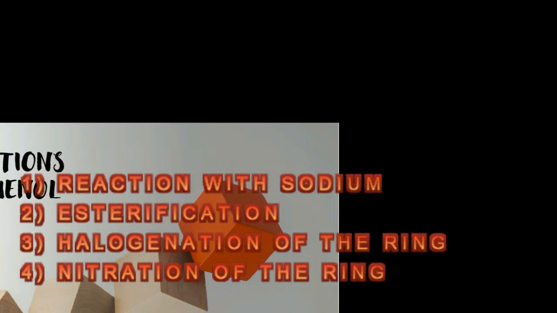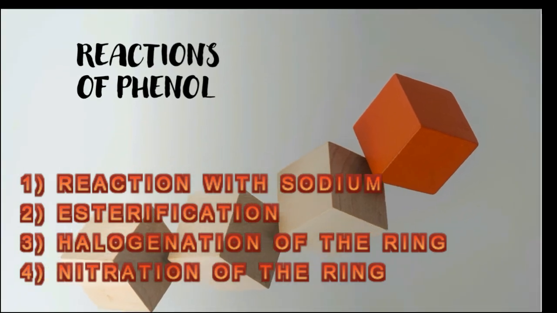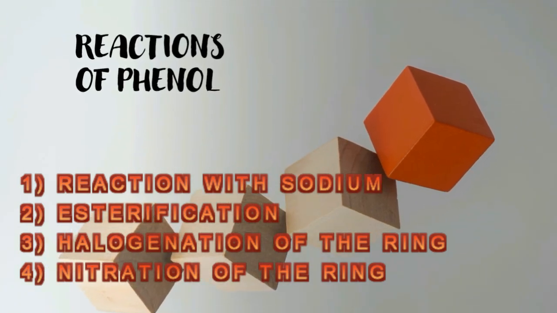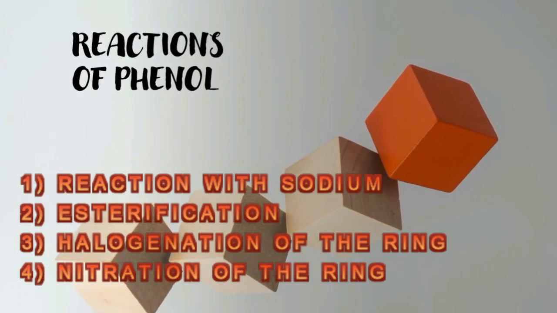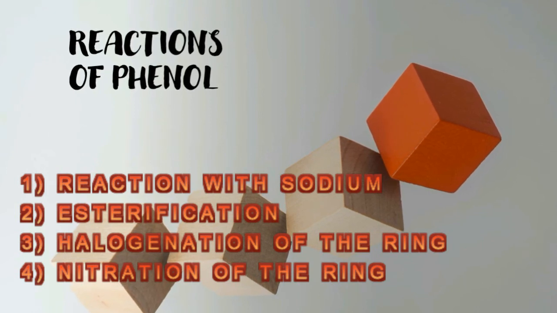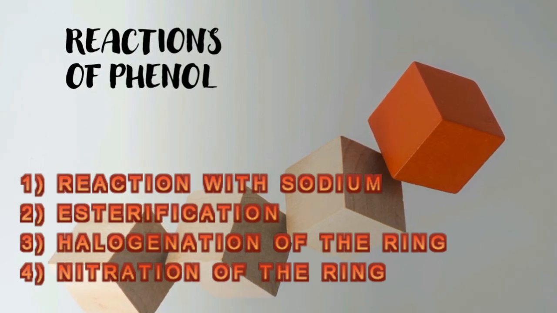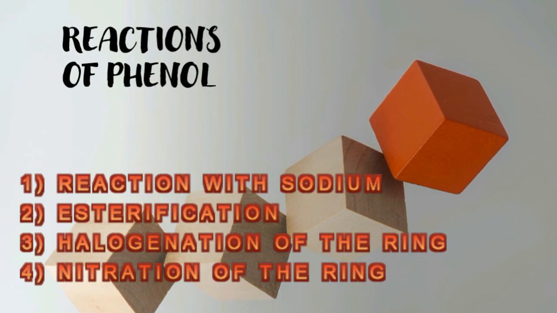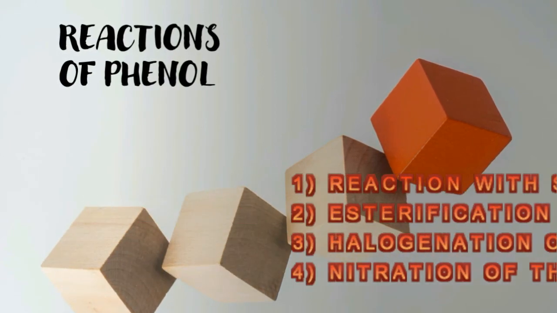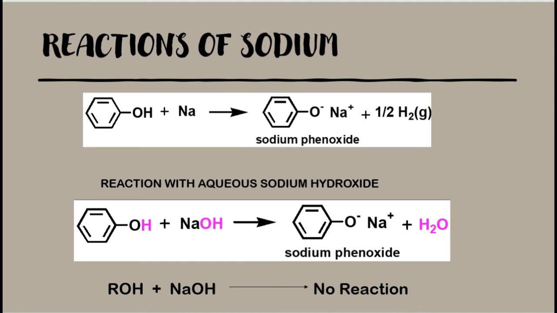Next, I will explain about the reactions of phenol. There are four reactions of phenol. First, we will see the reaction with sodium. Second, esterification. Third, the halogenation of the ring. And the last one, nitration of the ring. Okay, the first one is the reaction with sodium, or natrium. In this reaction, phenol will react with sodium and form sodium phenoxide and also hydrogen.